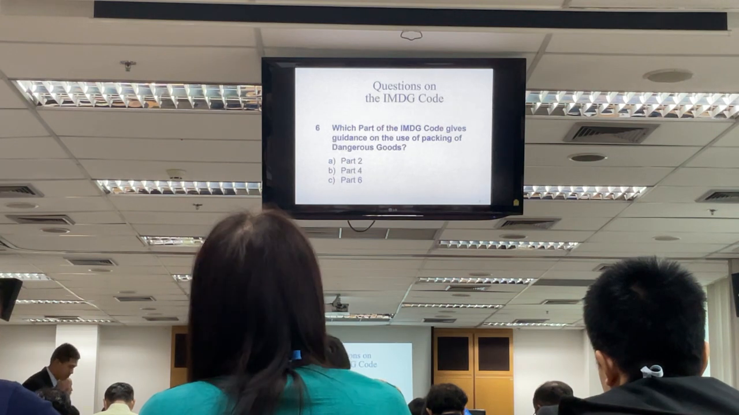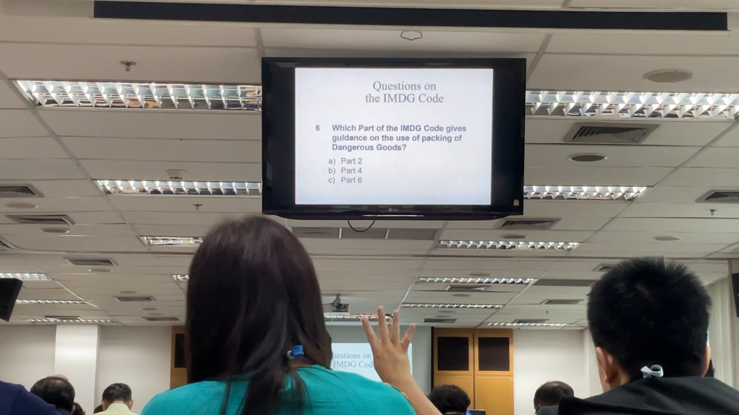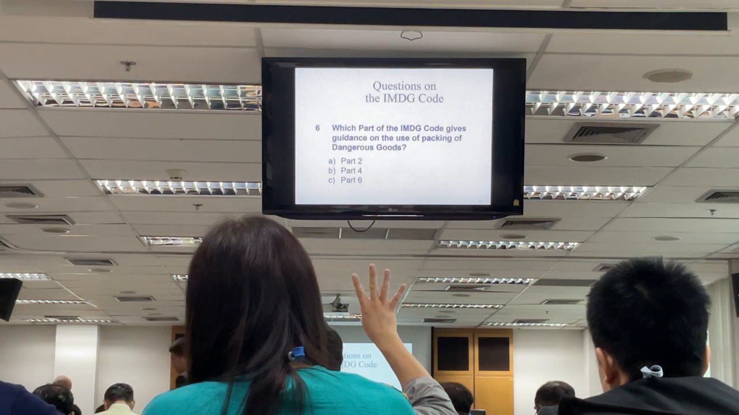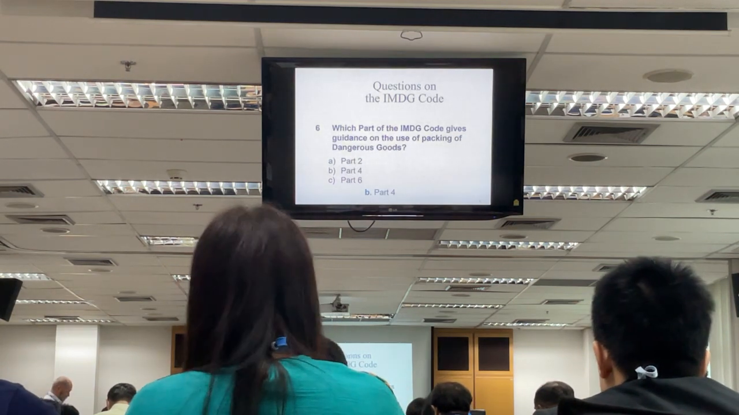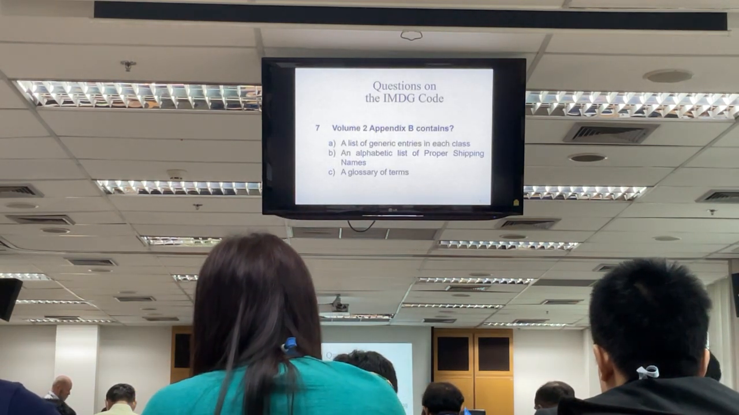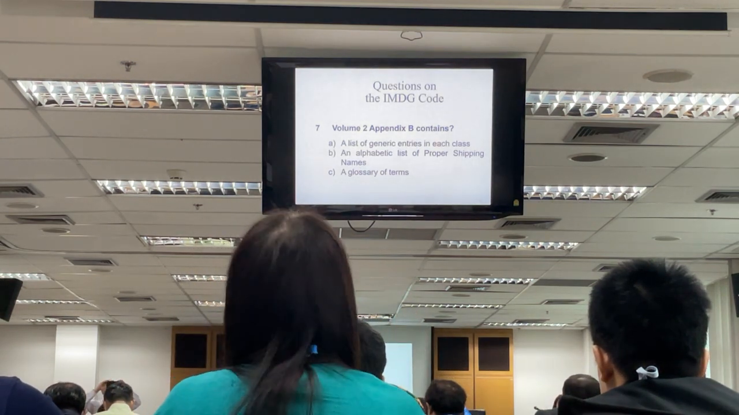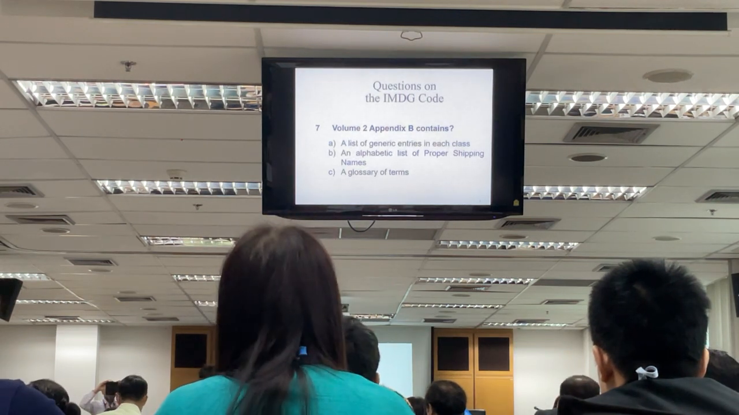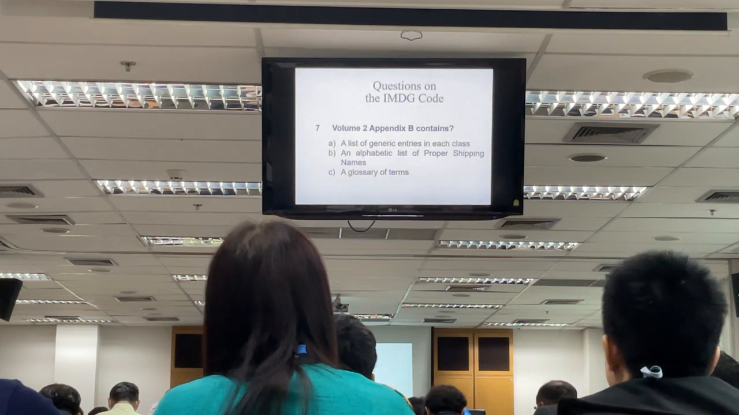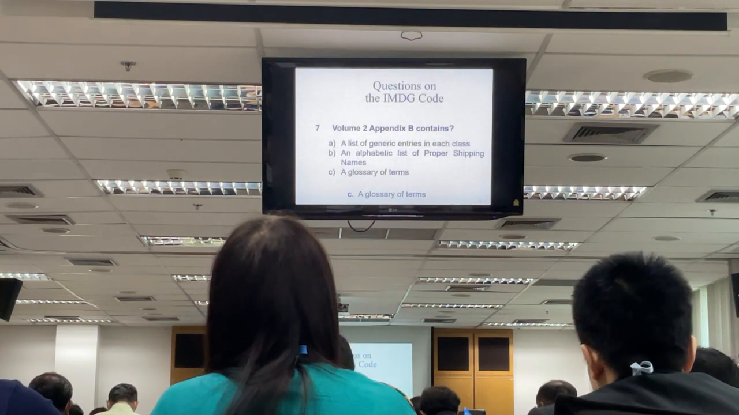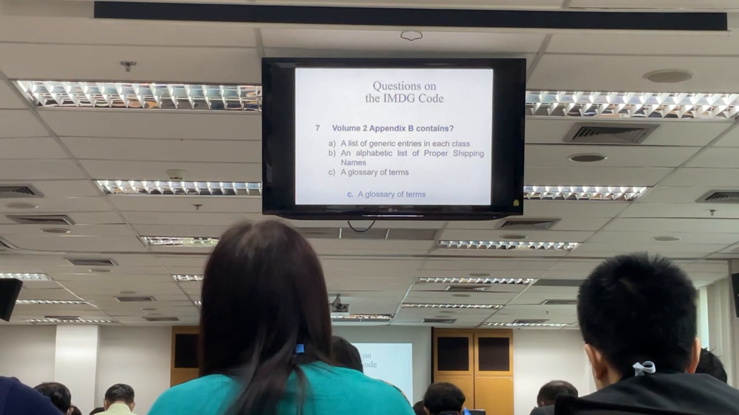Which part of the IMDG code gives guidance on the use of packing of dangerous goods? Use of packing. Yes, part 4. Great. Volume 2, Appendix B contains a list of generic entries in each class, an alphabetic list of proper shipping names, a glossary of terms. Bravo. A glossary of terms. It's mostly about the explosives, articles and substances in class 1.